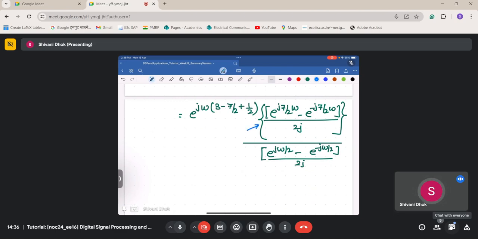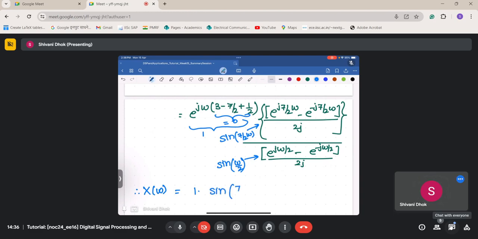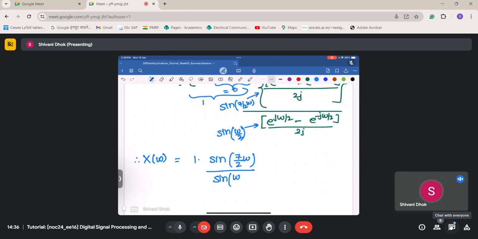This thing here will be equal to sine of 7 by 2 omega. This thing here will be equal to sine of omega by 2, and this thing here reduces to 0. So this entire e power j 0 will be equal to 1. So this comes out to be equal to 1 multiplied by sine of 7 by 2 omega upon sine of omega by 2, which is simply sine of 7 by 2 omega upon sine of omega by 2.